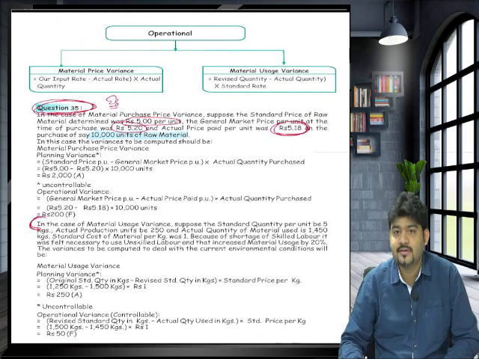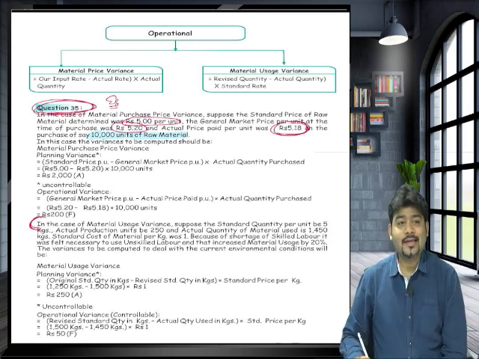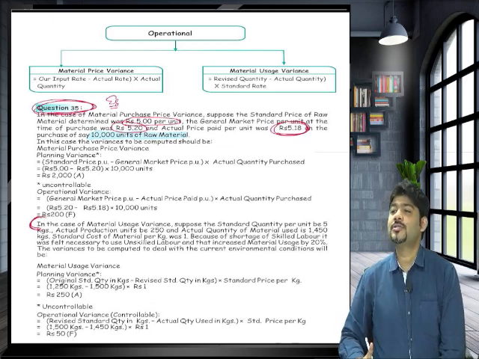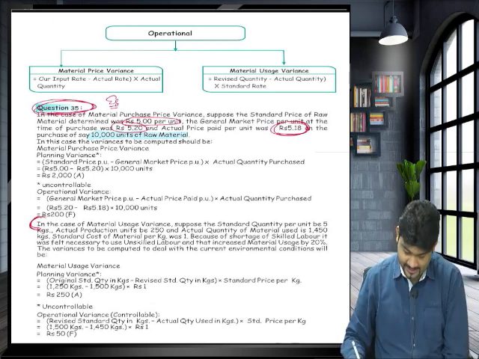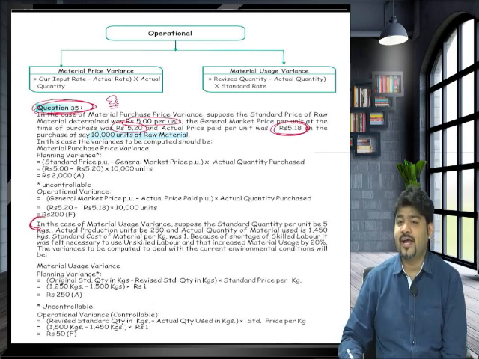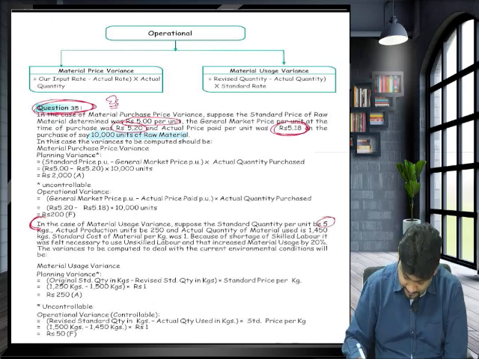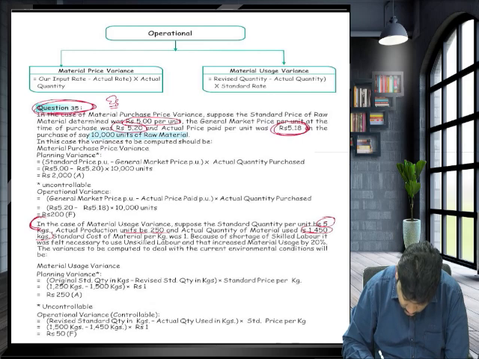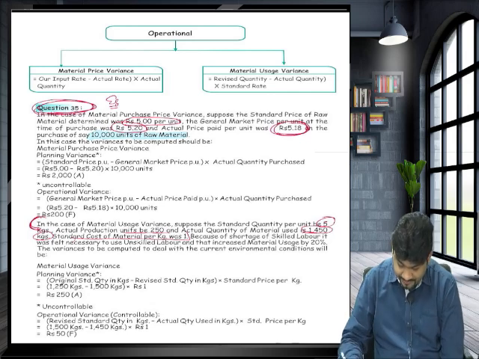Okay, so I am starting, please pay attention. In case of material usage variance, suppose the standard quantity per unit be 5 kgs, actual production units be 250, and actual quantity of material used is 1450. Standard cost of material per kg was 1.